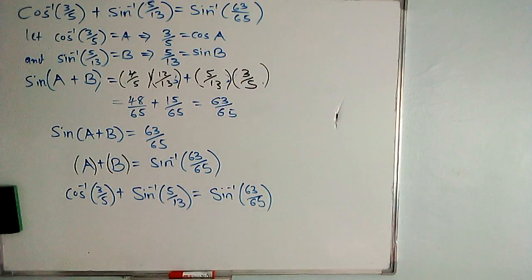Have you seen how you prove that using the inverse function? To prove that concept, you simply let the first term, the cos inverse, be A and the second term be B. Then you get rid of the inverse function on the right hand side of the equation. Then you work them out using a right angle triangle.